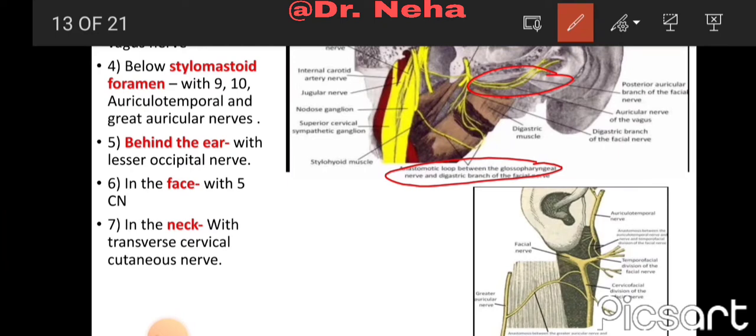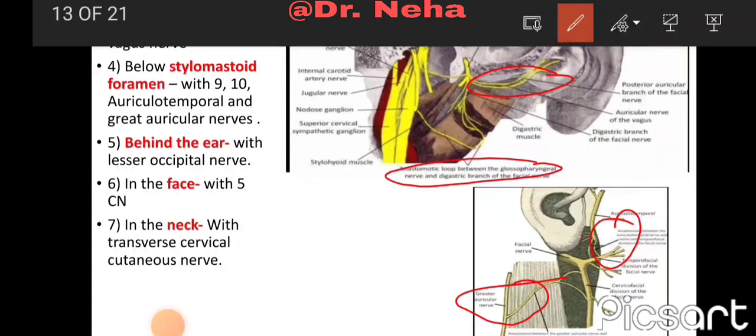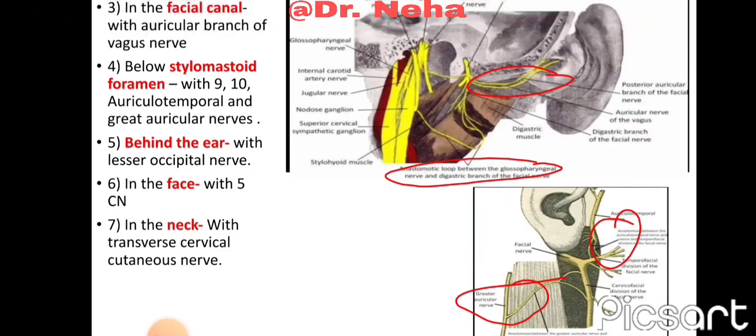Then there is an anastomosis between the facial nerve and the great auricular nerve, and another anastomosis between the facial and the auriculotemporal nerve. Now behind the ear, it anastomoses with the lesser occipital nerve. In the face, it provides communicating branches with the fifth cranial nerve, that is the trigeminal nerve. Next, in the neck, it provides a communicating branch with the transverse cervical cutaneous nerve.